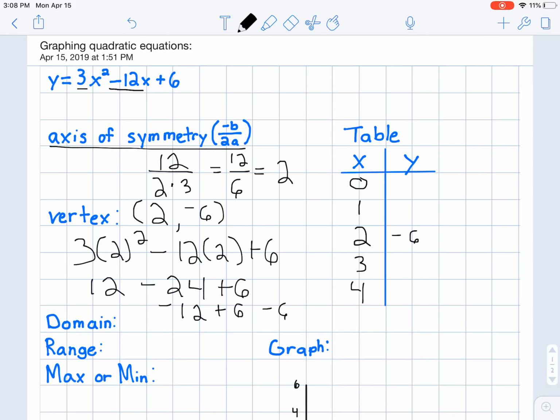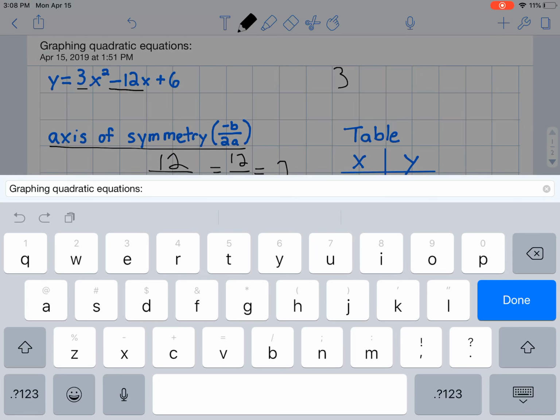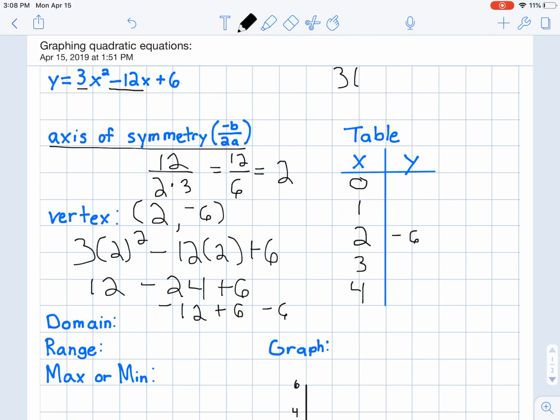So I'm going to go ahead and plug in 1 for x. Okay, so 1 times 1 is 1, times 3 is 3, minus 12 plus 6. 3 minus 12 is negative 9, plus 6 gives me negative 3. So I'm going to put in a negative 3 here, and a negative 3 here.